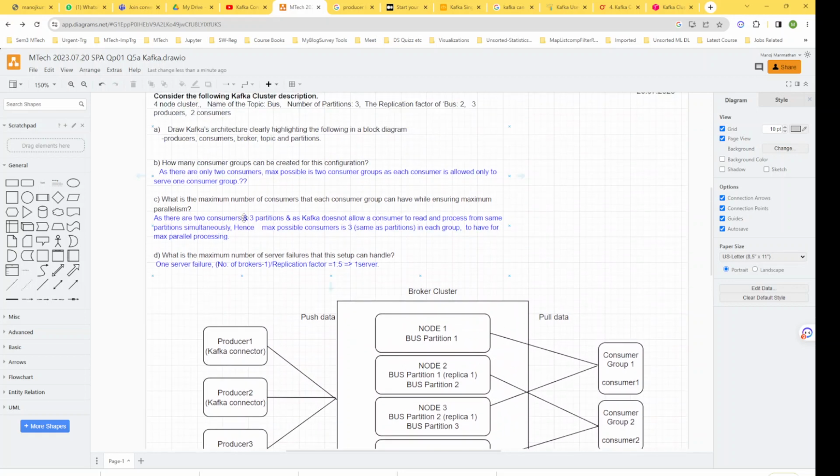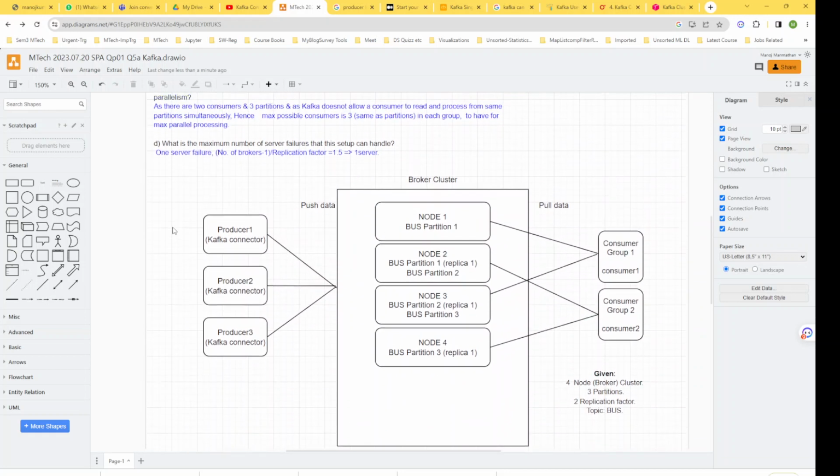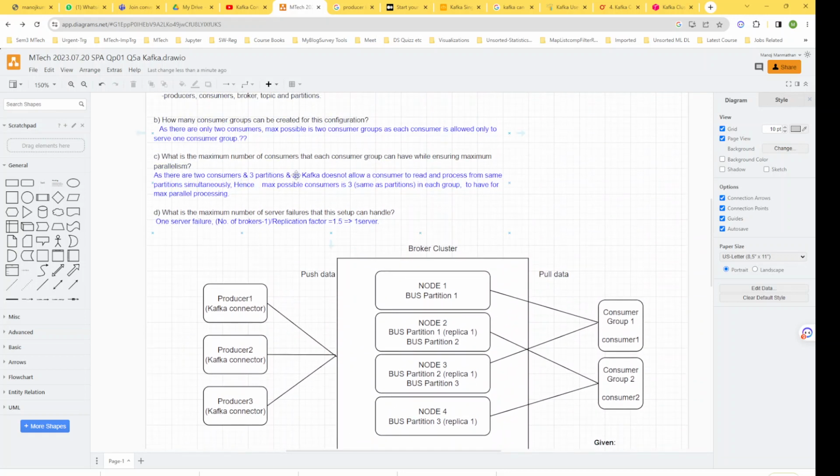The third question: what is the maximum number of consumers that each consumer group can have while ensuring maximum parallelism? I have mentioned that there are 2 consumers and 3 partitions, and as Kafka does not allow a consumer to read and process from the same partition simultaneously, the maximum possible consumers is 3, because we have only 3 partitions. Partitions make it scalable for parallel processing. So partition 1 to one consumer, partition 2 to another, partition 3 to another. Like that we can have 3 consumers, but they have given us only 2.